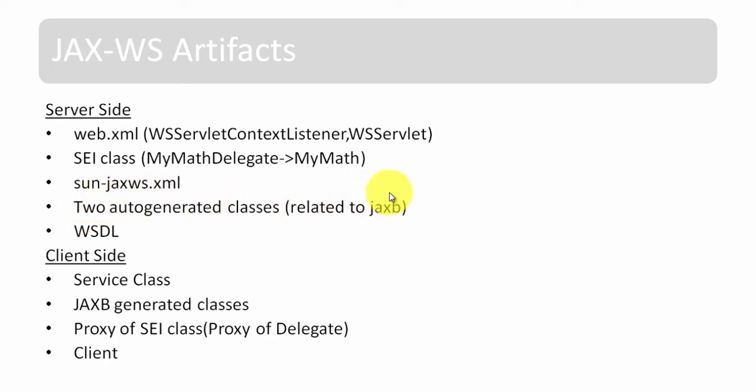At the time of deployment, two classes will be generated in the web server directly. You will not be creating these. When you deploy your web application, these two classes will be auto-generated. Those are JAXB related classes responsible for generating XML from object and object from XML.